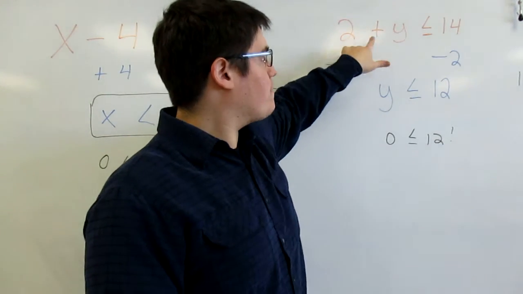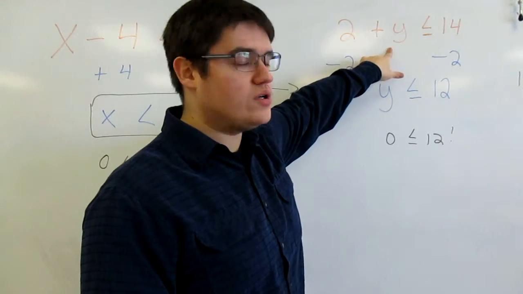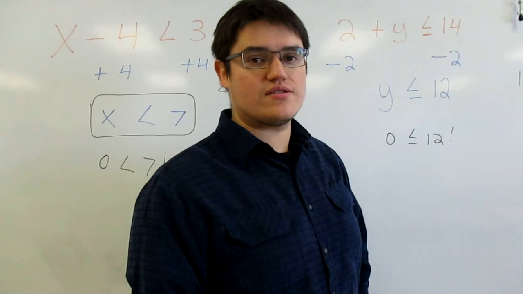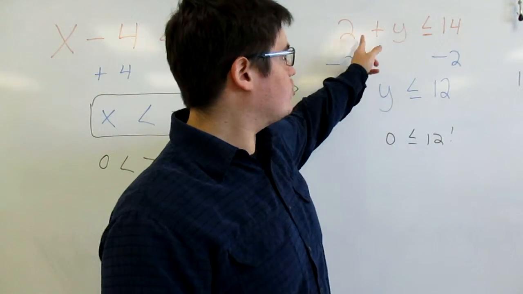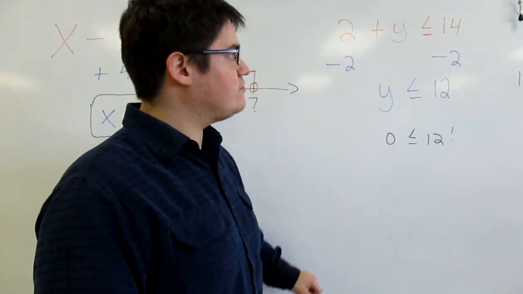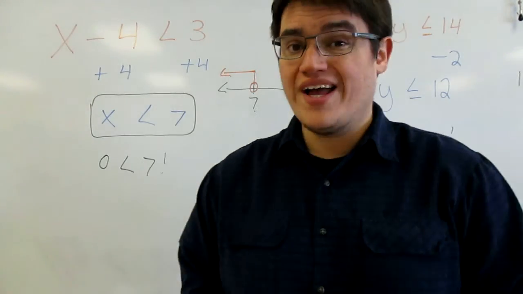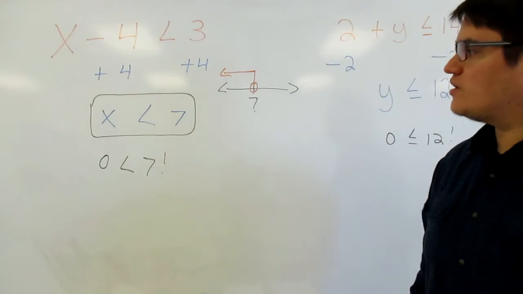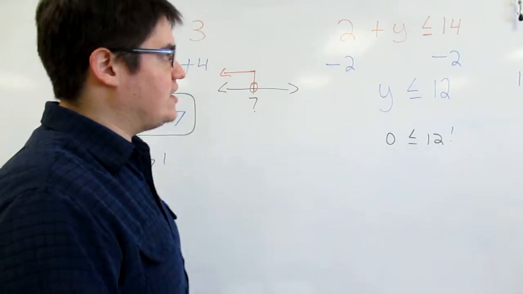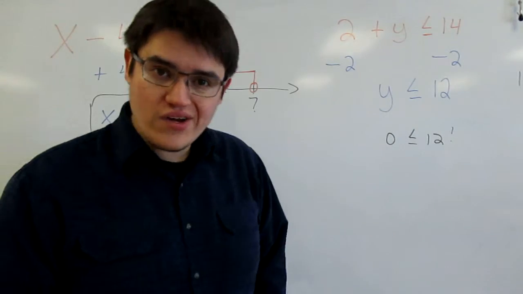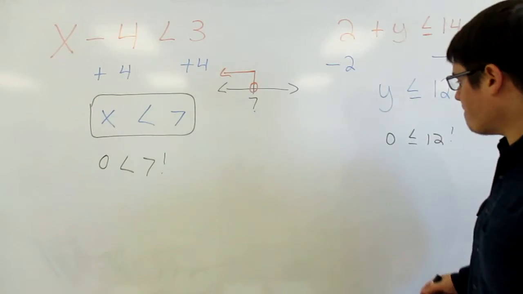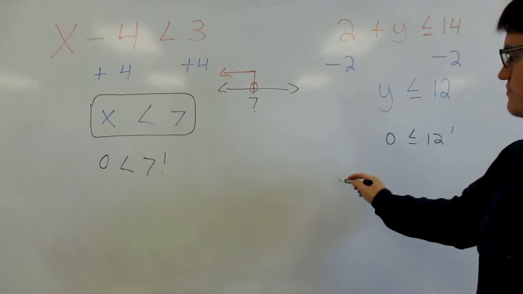So 0 is less than or equal to 12. Now let's go up here. 2 plus 0 is less than or equal to 14. Well, that's also true, because 2 plus 0 is 2, and 2 is less than 14. So that's good. So we can subtract numbers too, and nothing changed. So our properties of equality, when we added and subtracted, hold for our inequalities too. Great! So now let's graph this guy.